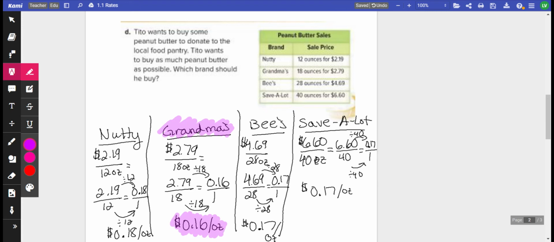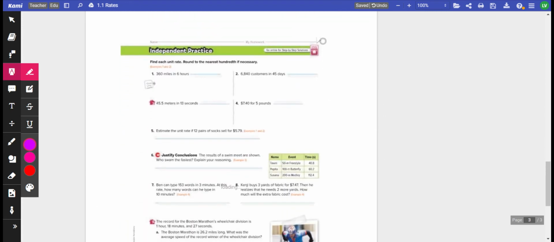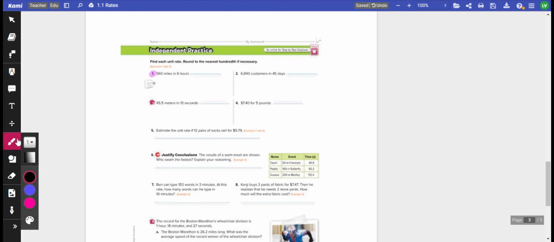All right, let's try some more problems. Let's try number 1. Find each unit rate, round to the nearest hundredth if necessary. So I'm going to set up my ratio because it says 360 miles in 6 hours. It's 360 divided by 6. I want to have a denominator of 1 because it says unit rate. So that means I need to divide the denominator by 6. I need to divide the numerator by 6. 360 divided by 6 gives me 60.